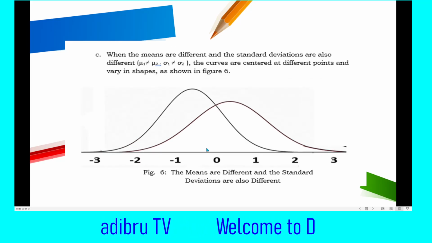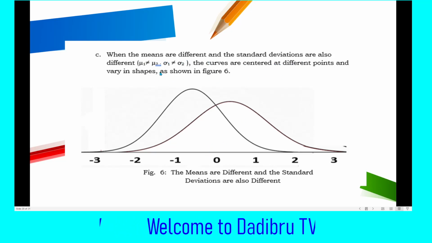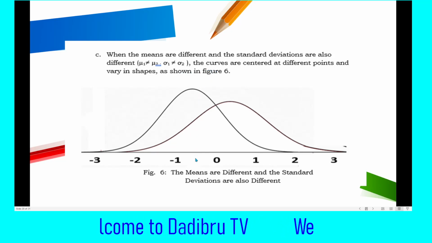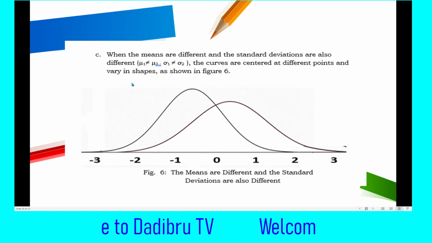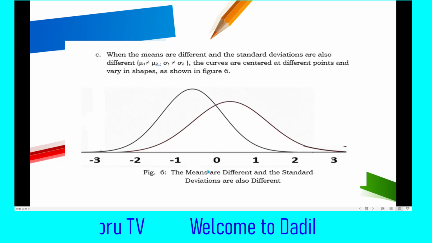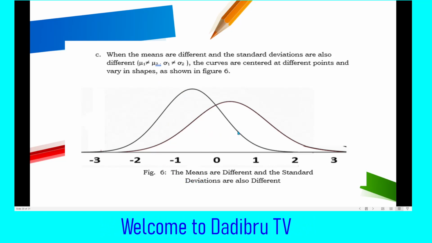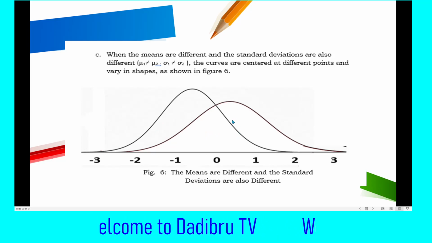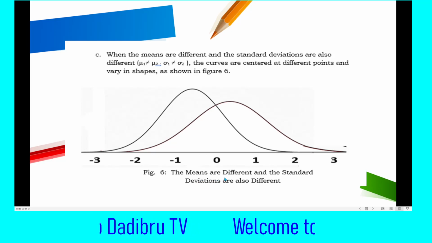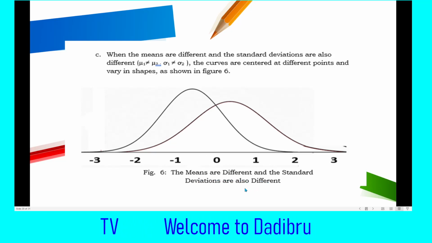C. When the means are different and the standard deviations are also different, the curves are centered at different points and vary in shape, as shown in figure 6. So there are two normal curves. They differ in shape and in center. It means the means are different and the standard deviations are also different.